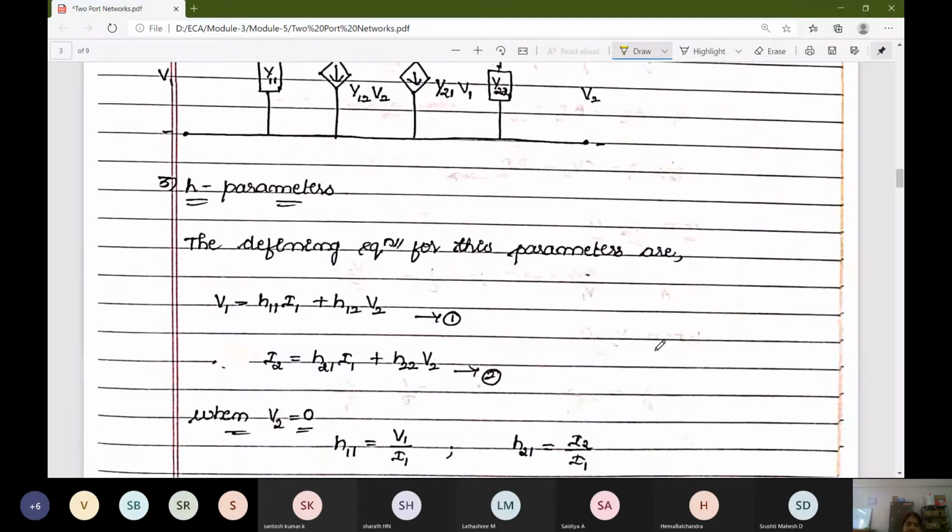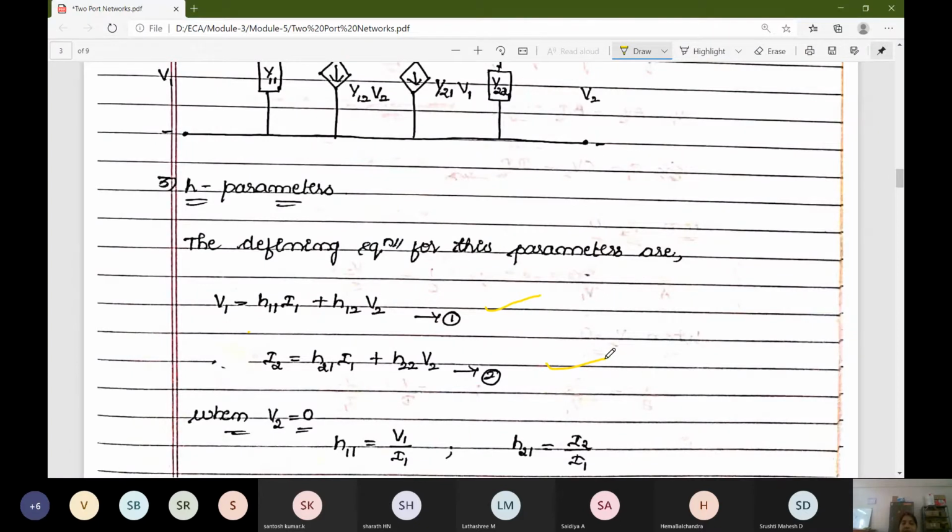The defining equations for these parameters are: first equation, V1 is equal to H11 I1 plus H12 V2. This is the first equation. Second, you should write in terms of I2. I2 is H21 I1 plus H22 V2. You have to remember these defining equations.